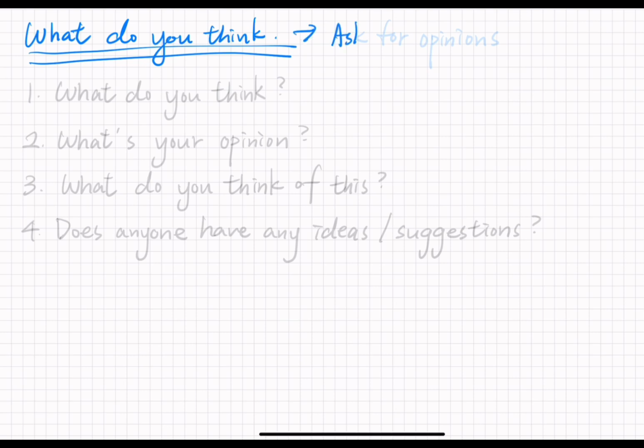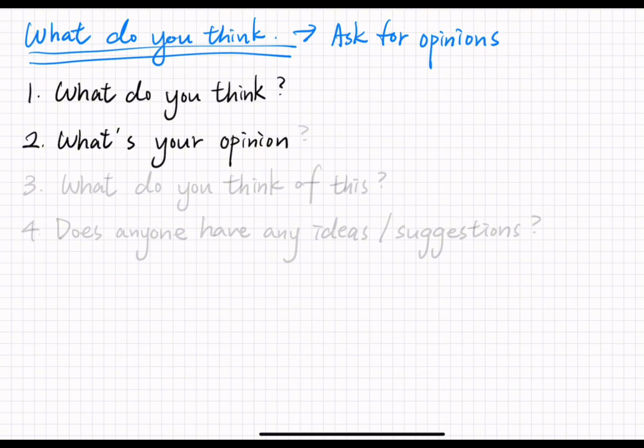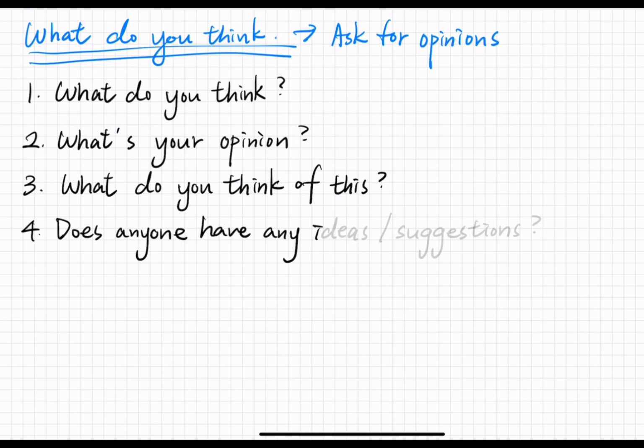Finally, after talking about your own ideas, of course, you understand that you are doing a group interaction. So, it's very important for you to invite others to speak up. So, how can you ask for others' opinions? Let's move on to part 4. First, we may invite others to speak up by saying, what do you think? Second, we may say, what's your opinion? Third, we may also use the sentence pattern, what do you think of this? And finally, you may also ask others' opinions by saying, does anyone have any ideas or suggestions?